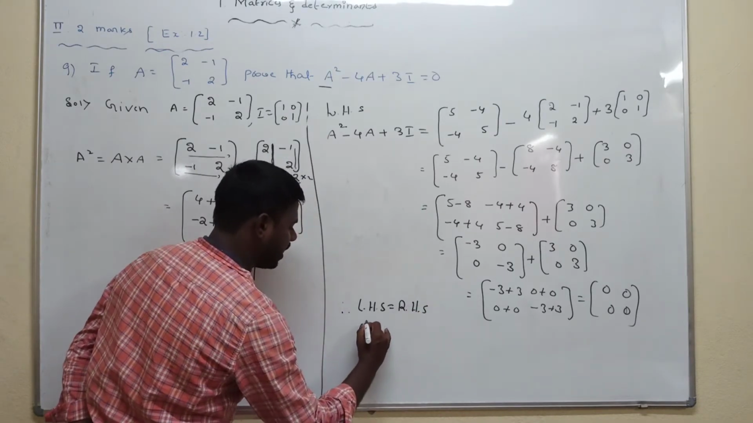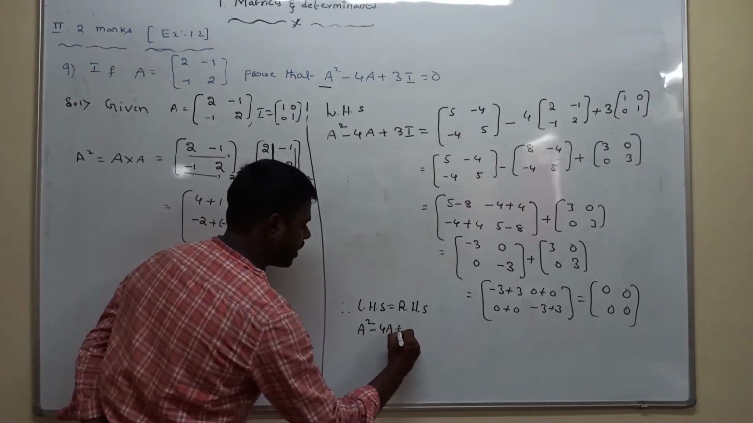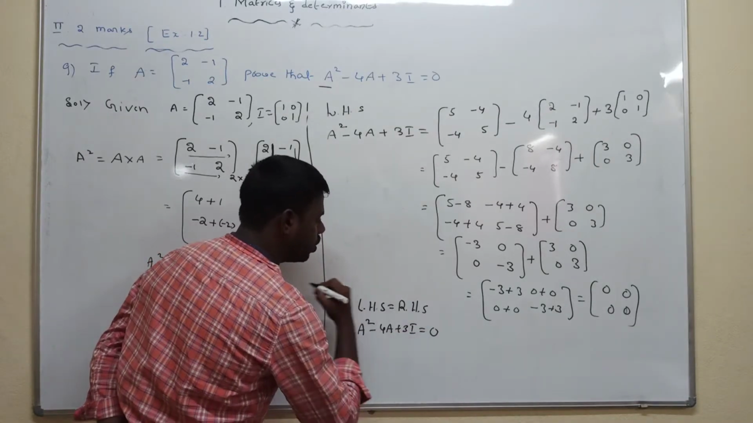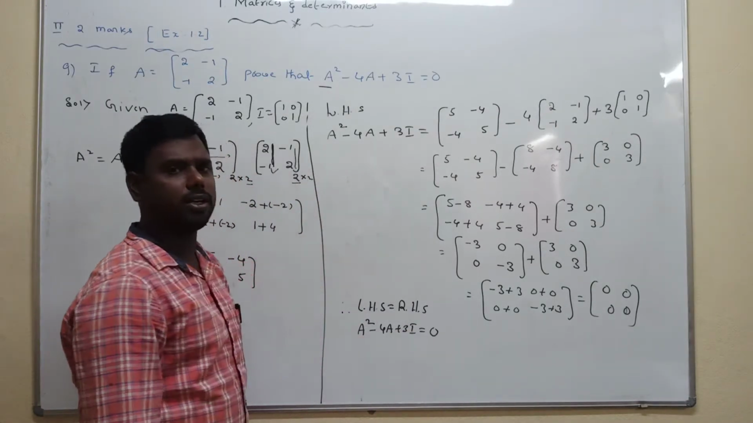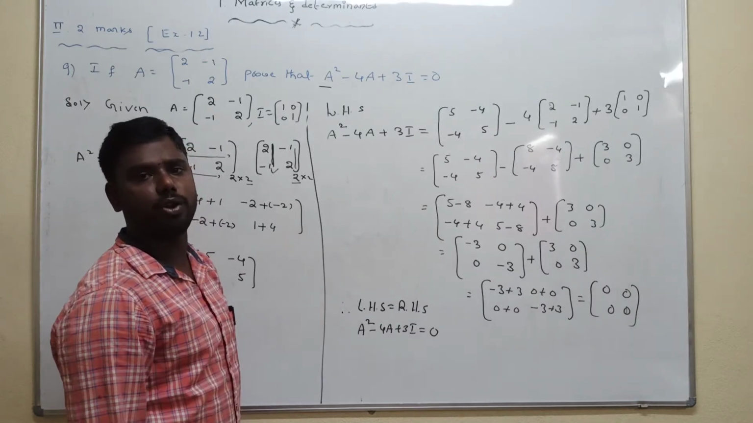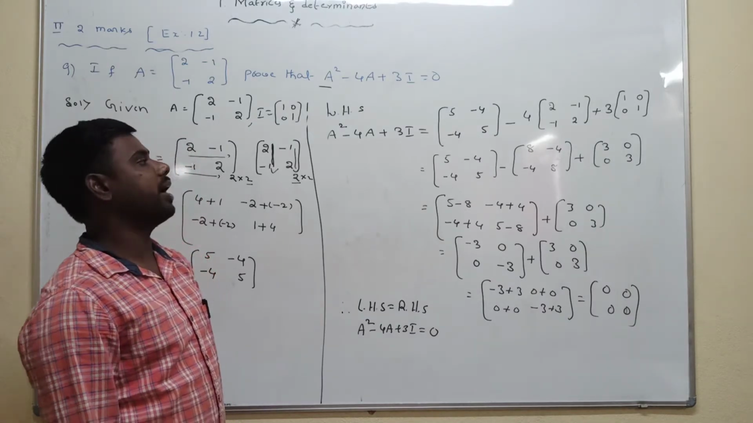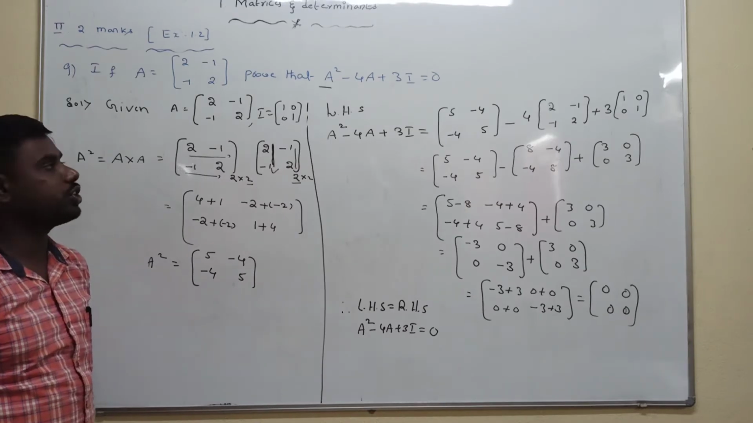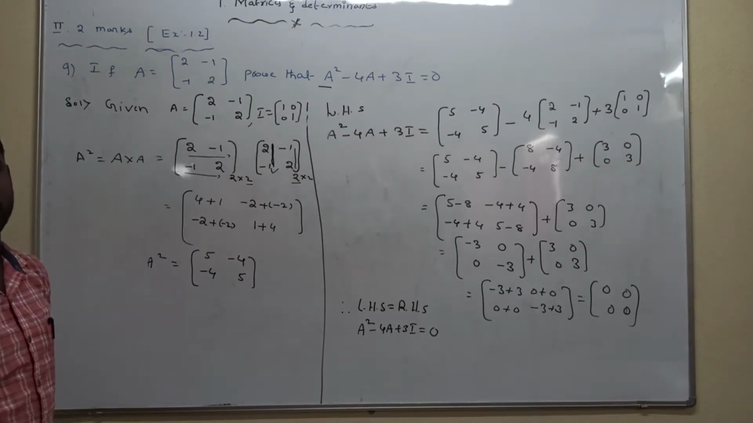So the LHS condition is A square minus 4A plus 3I is equal to 0. 0 is nothing but a null matrix; every element will be 0. It is called a null matrix. This is the required solution for this question. So does everyone understand?